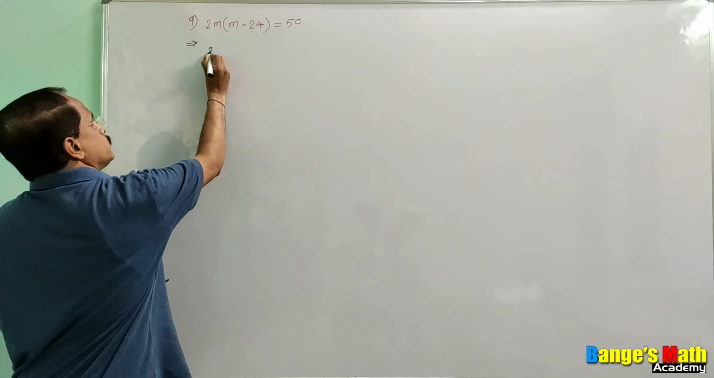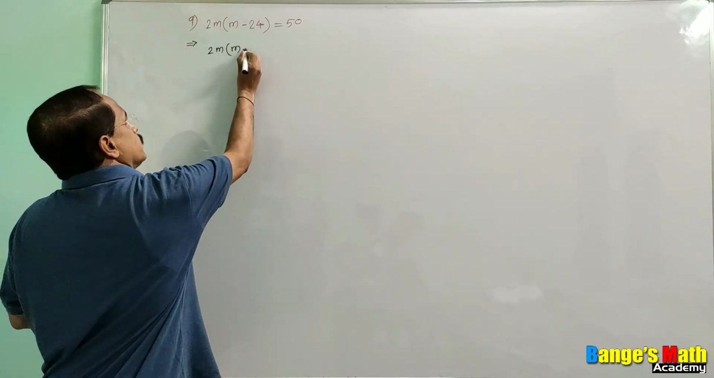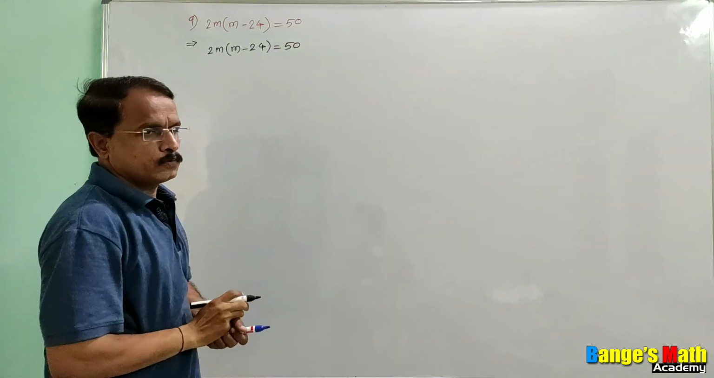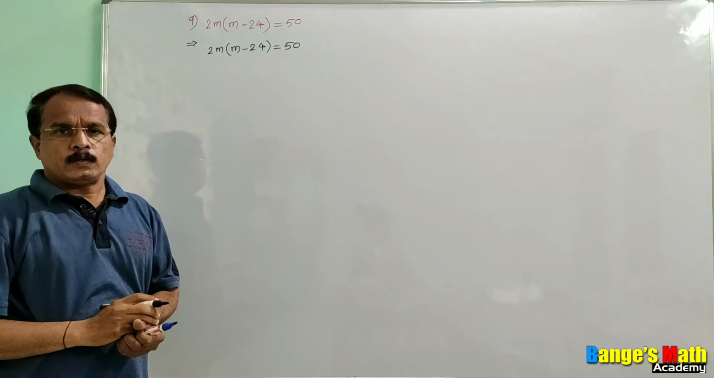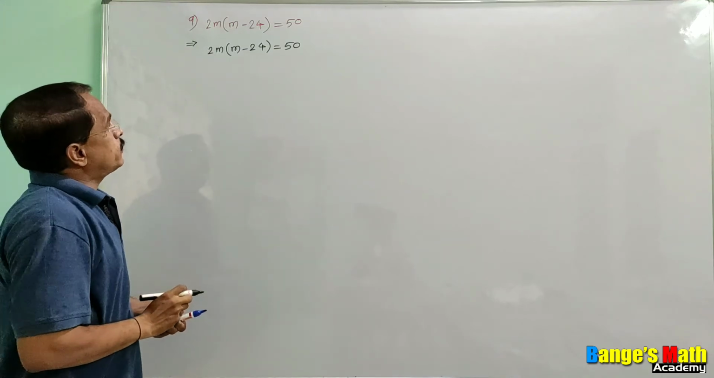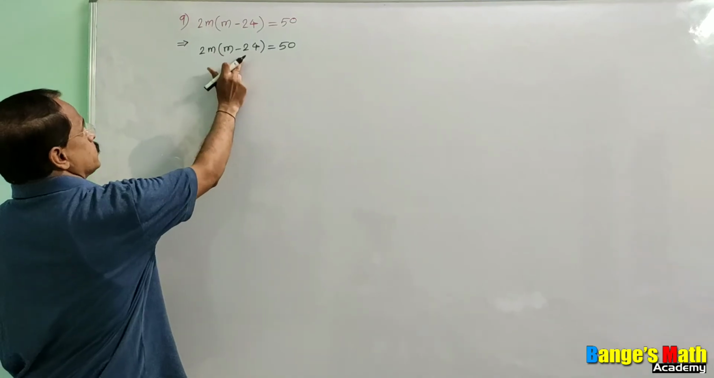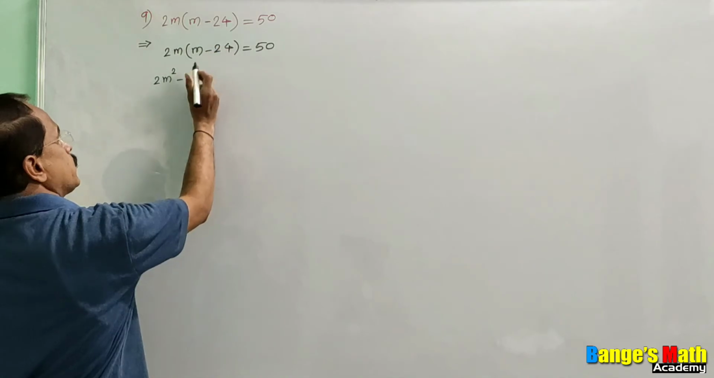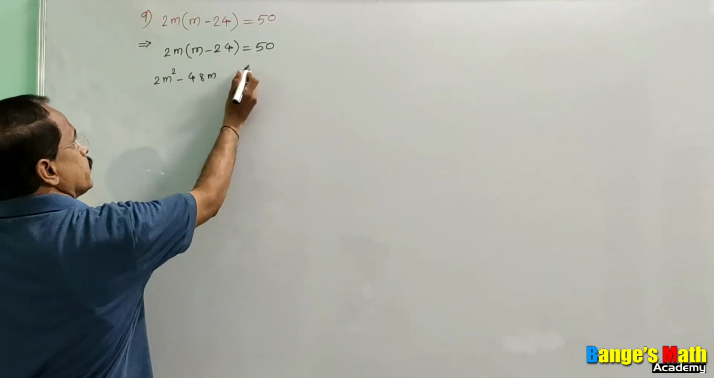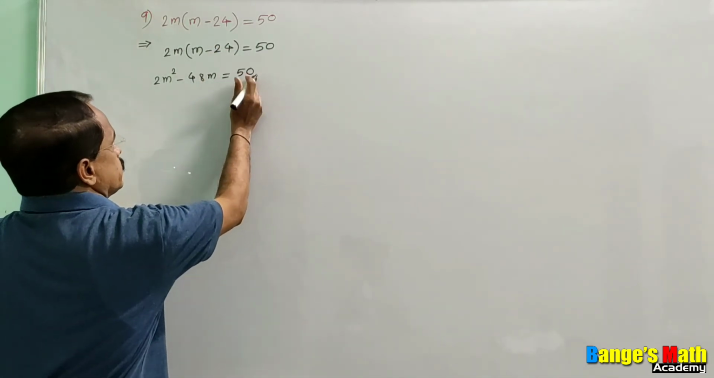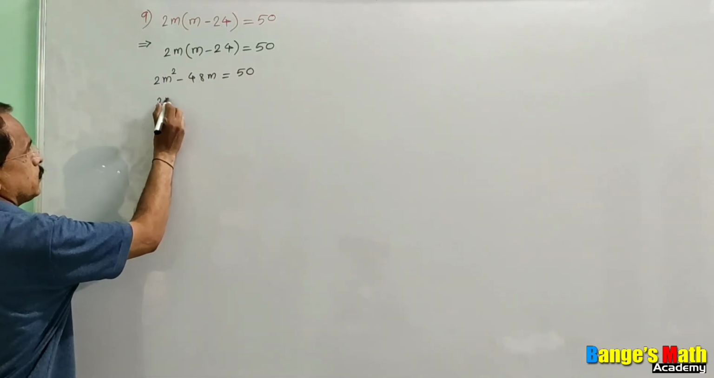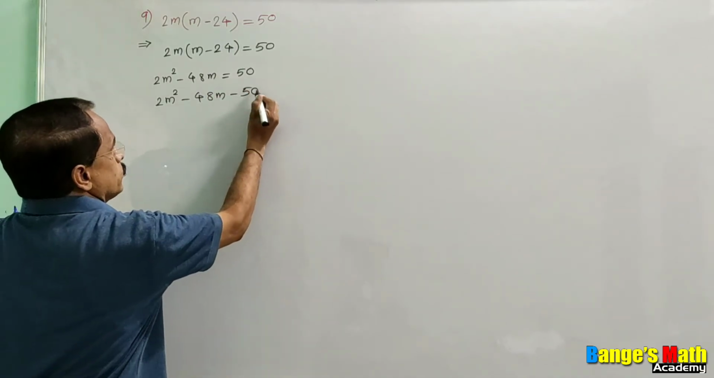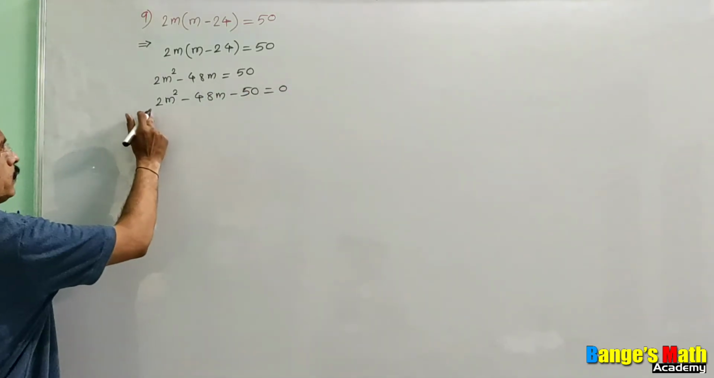Write down the given example as it is. 2m into m minus 24 is equal to 50. We have to find out roots of the given quadratic equation by factorization method. So simplify this. 2m into m, 2m square, minus 2m into 24, 48m is equal to 50. Transfer 50 to LHS. 2m square minus 48m minus 50 is equal to 0.